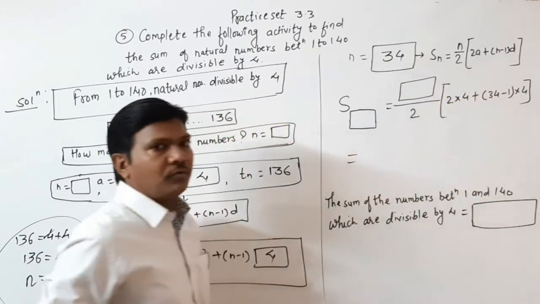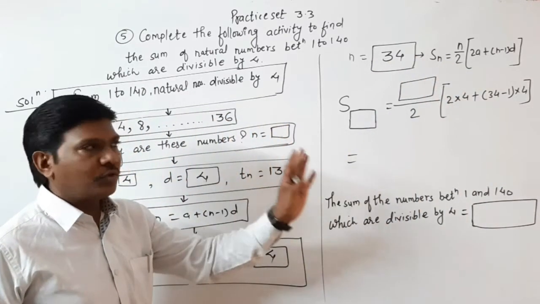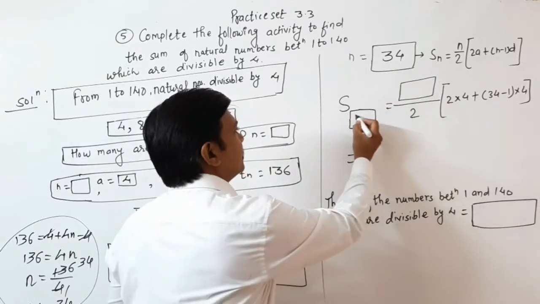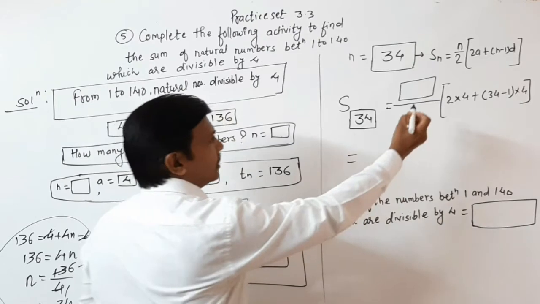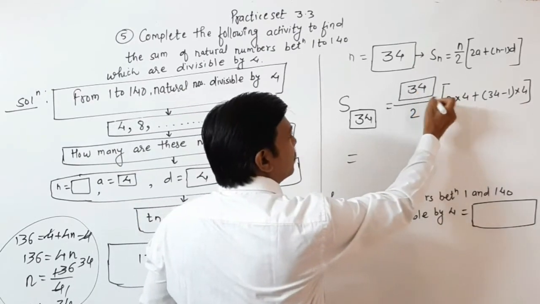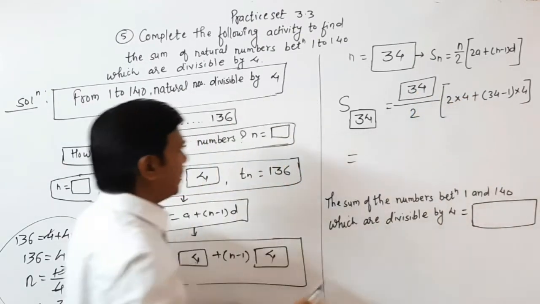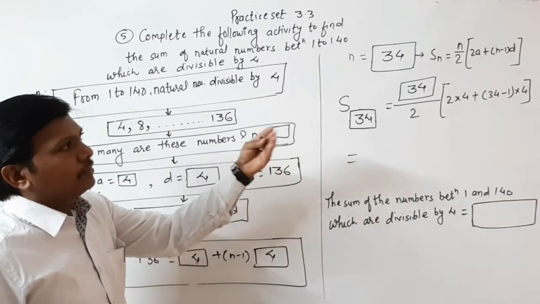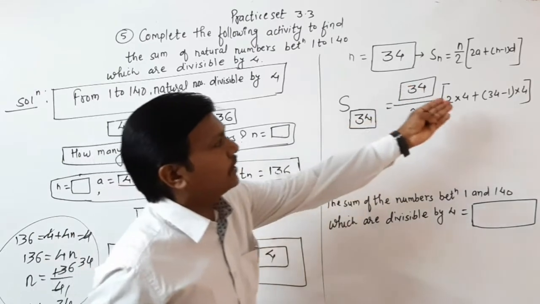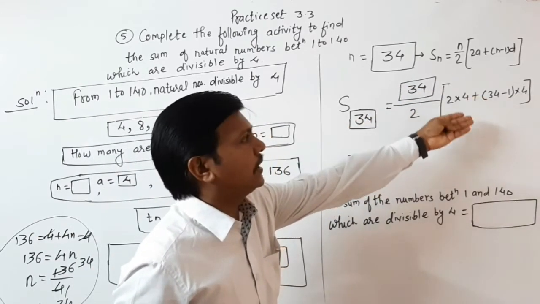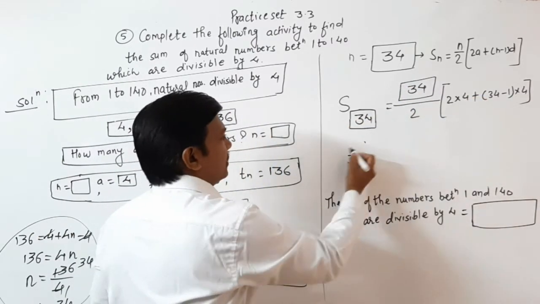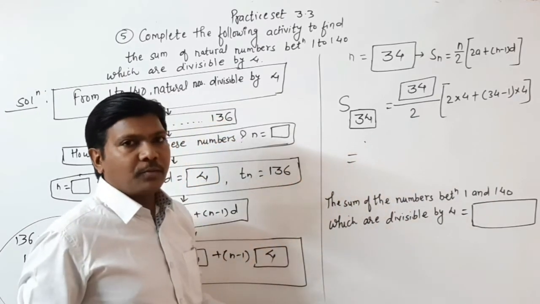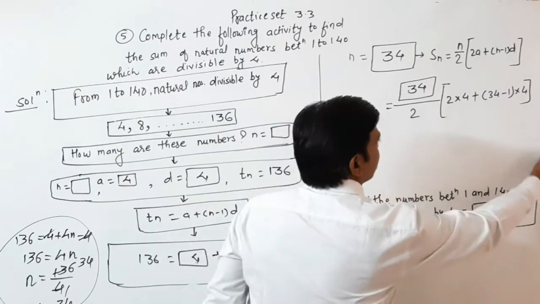Then the formula for Sn is also given. Put the value of n, so it is 34. Here also 34. 2a means 2 into a, a is 4, so 2 into 4, plus n minus 1, that is 34 minus 1, into d, that is 4. Again, here a box is given and you can write the answer directly, but do some rough work.